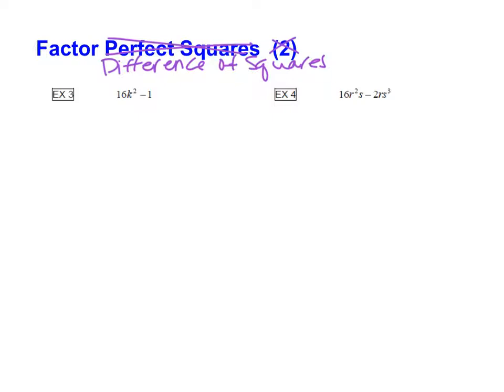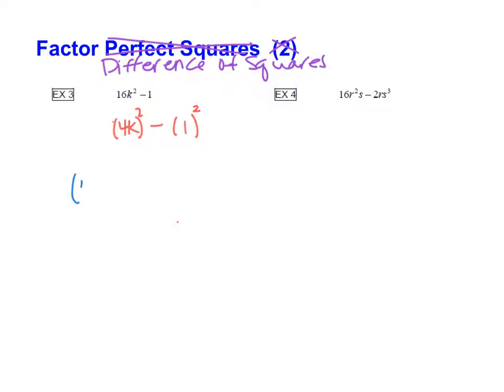Alright, so if you remember back to your intro video, we talked about the difference of squares pattern. If you have two terms separated with subtraction, this is possibly a difference of squares pattern. So we check it. Do we square anything to get 16k squared? Yeah, 4k times 4k gives you 16k squared. And what do we square to get a 1? Well, 1 squared is equal to 1. So we have two terms that we're squaring, and we are finding the difference of that. So this is a difference of squares pattern.